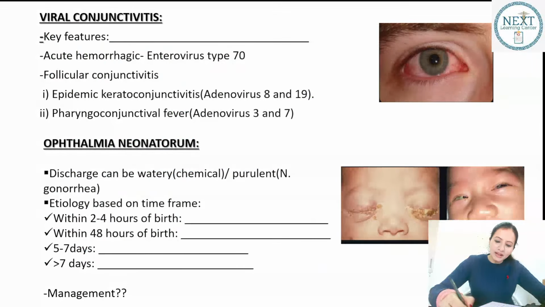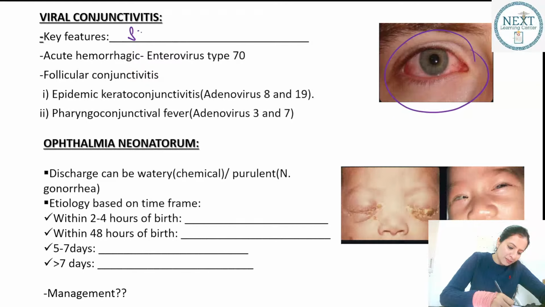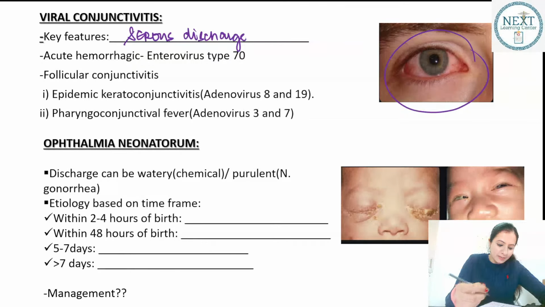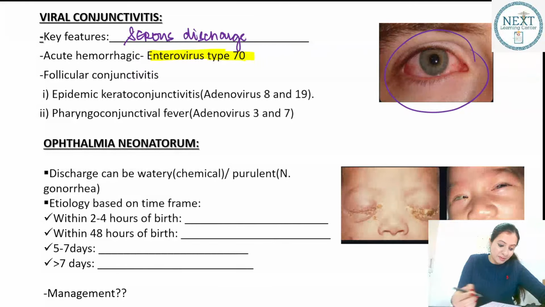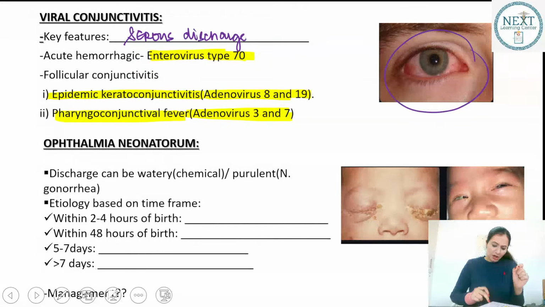Then moving on to viral conjunctivitis, this key feature, if you ask me, it is nothing but your serous discharge. Then what are the types? It can be either acute hemorrhagic, that is seen in enterovirus type 70, or it can be follicular. Follicular, you need to know, it can be either epidemic keratoconjunctivitis caused by adenovirus 8 and 19, or it can be pharyngoconjunctival fever that is caused by adenovirus serotypes 3 and 7. So this is important for your exam.